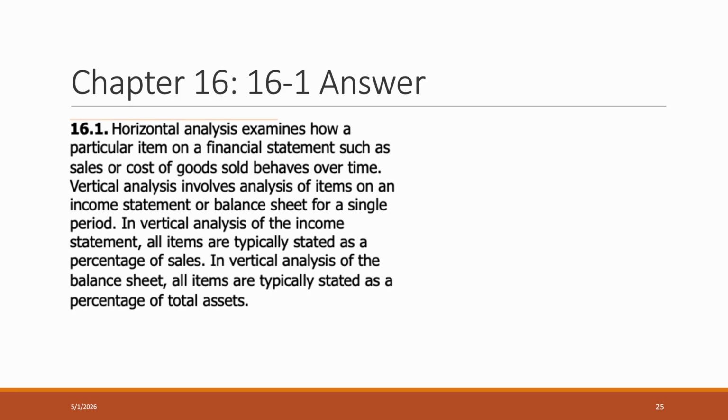To answer that, horizontal analysis examines how a particular item on a financial statement, such as sales or cost of goods sold, behaves over time. Vertical analysis involves analysis of items on an income statement or balance sheet for a single period. So take note of that single period for vertical analysis. In vertical analysis of the income statement, all items are typically stated as a percentage of sales.